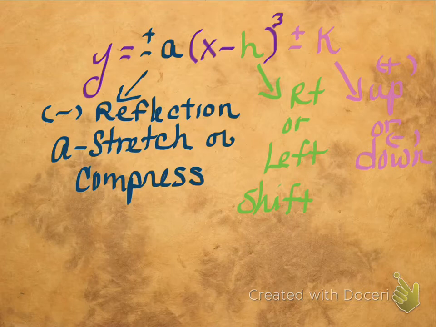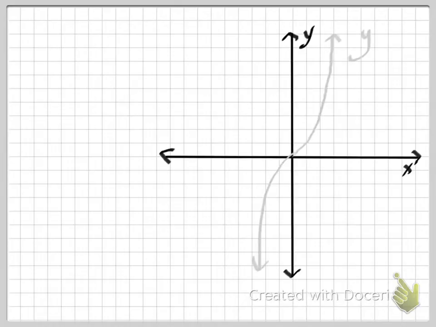And remember, x minus is the standard format. If it changes to a plus sign, that means you plugged in a negative number. So that's the parent function, y equals x cubed.